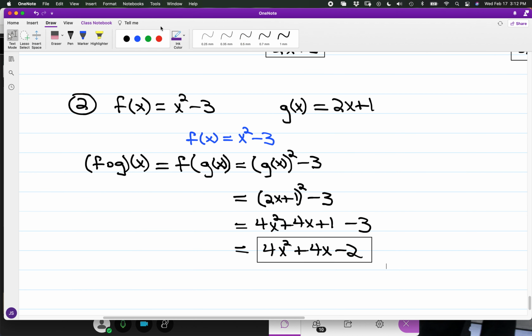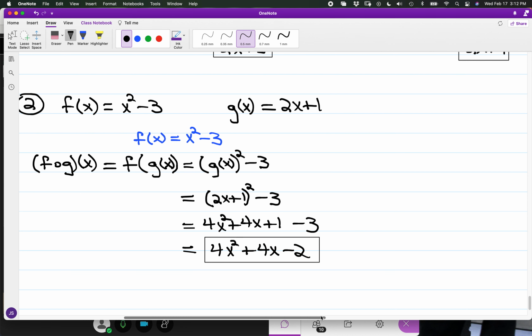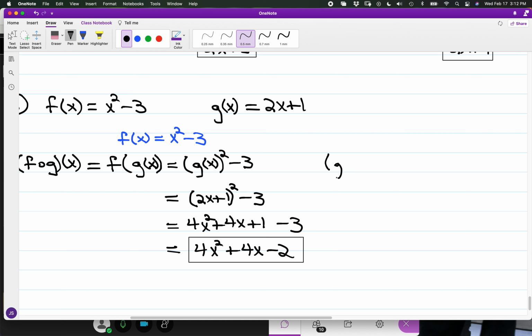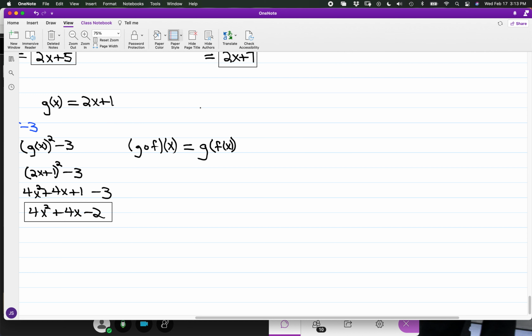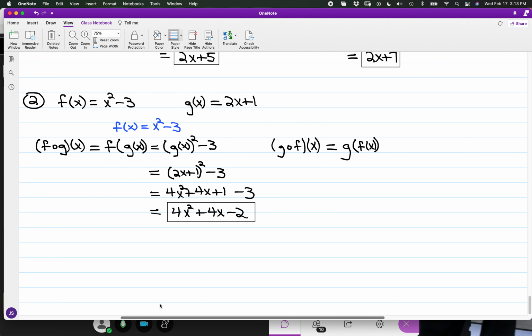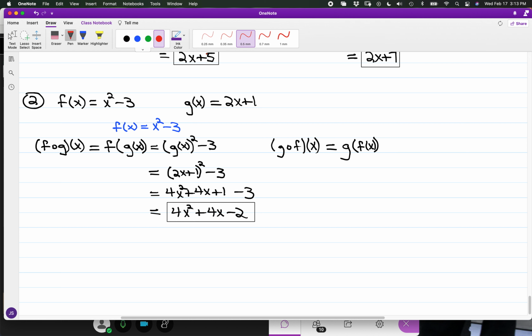And for the reverse order, g composed with f of x, so you have g of f of x. And again, what do we do with f of x? Well, we treat it as if it were x in g of x. So g of x is equal to 2x plus 1. So whatever the input is, you take twice that and add 1.